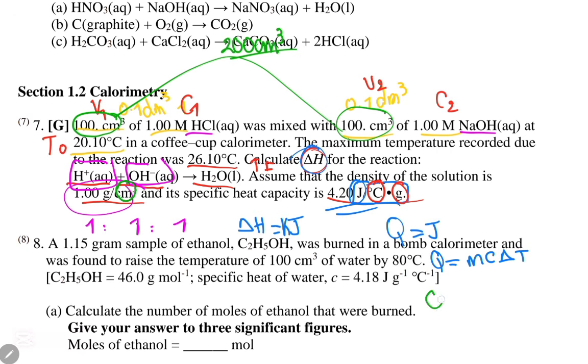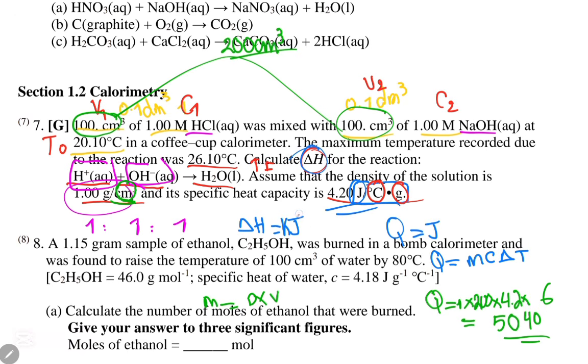So Q is equal to M times C times delta T. I don't have M, but I know that mass is equal to density times volume. I have my density, which is 1. I have my volume in centimeter cubed, which is 200. I have C, which is 4.2. I have the change in temperature, which is 6 degrees. So I put it on the calculator: 1 times 200 times 4.2 times 6. This will give me an answer, which is 5040. Perfect. So now I have the value of Q, but do they want Q?